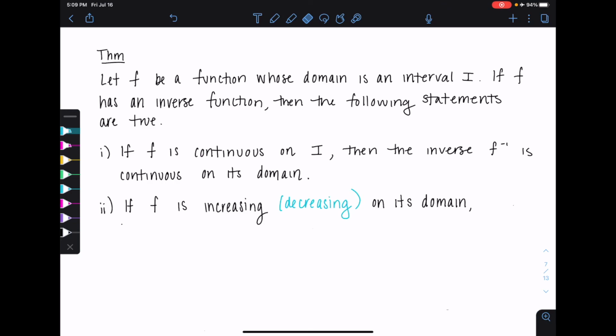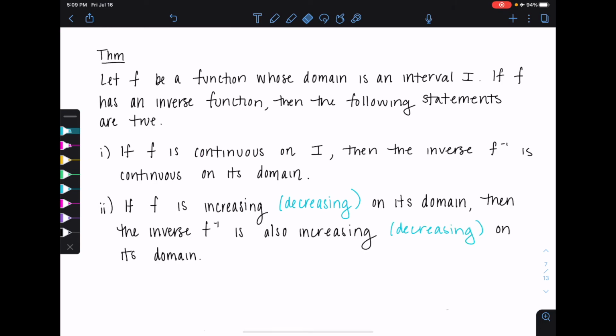If a function is increasing, likewise decreasing on its domain, when you flip that graph over y equals x, it's not going to change that property. The inverse function is also going to be increasing or respectively decreasing on its domain. So it keeps that property. If your graph was increasing, your inverse is going to have exactly the same quality.